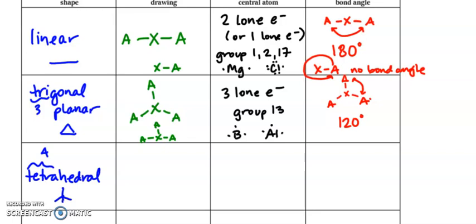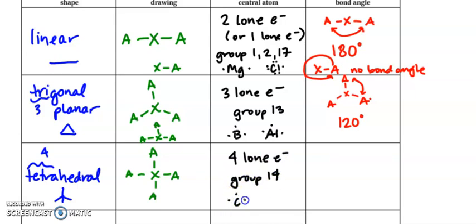But the way we draw it on paper looks like this, right? And 4 all the way around. All right, so things that bond like this have 4 lone electrons. And this would be things that are in group 14, like carbon or silicon.